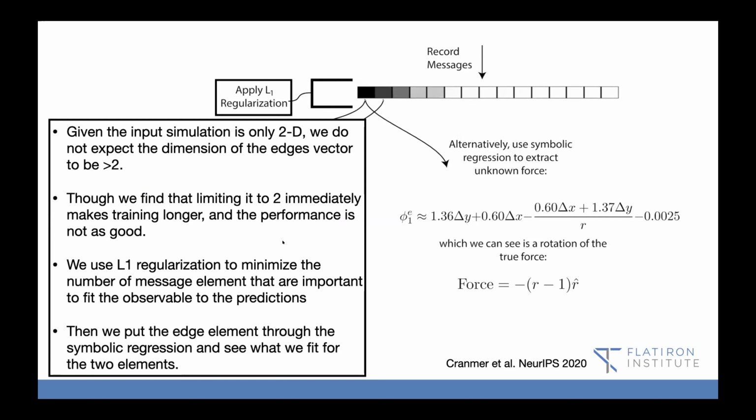We tried a bunch of different regularizations. This is really just trial and error, and we found that L1 works the best in this particular case. We actually have a different project right now on turbulence predictions, and it turns out that L1 regularization doesn't work as well there. So that's a different paper that we can talk about when we finish writing it. And then we push the edge elements through the symbolic regression and see what we can fit for the 2 elements. And the cool thing is we actually do find a rotation of the true force here for both elements. So element 1 is a rotation of the true force when you add element 2 together.